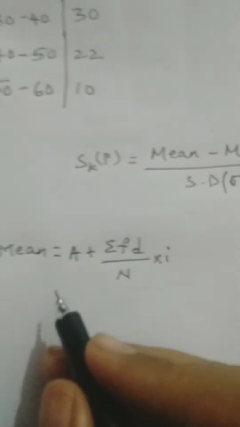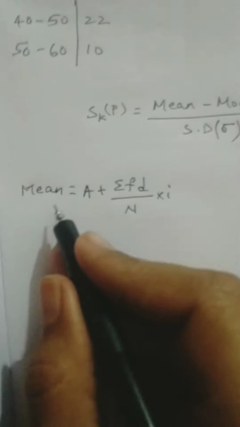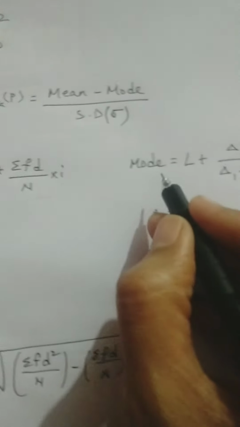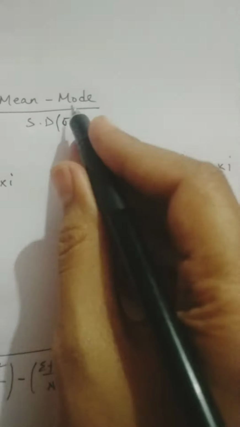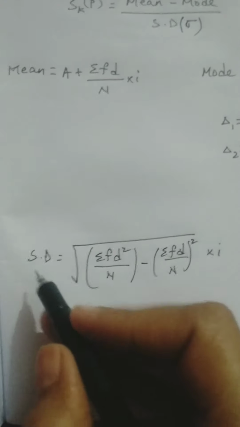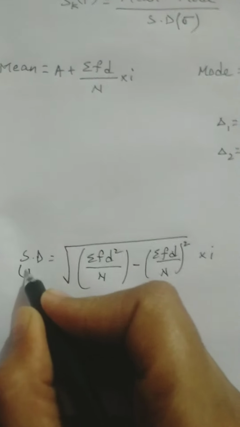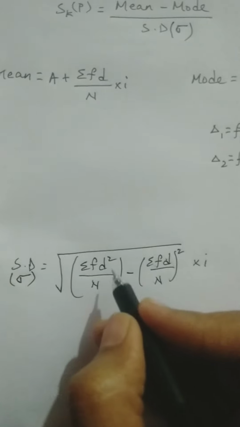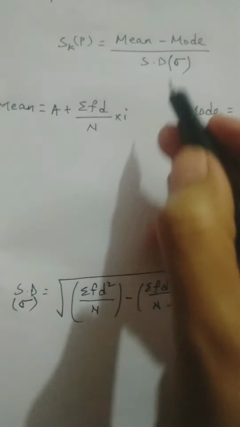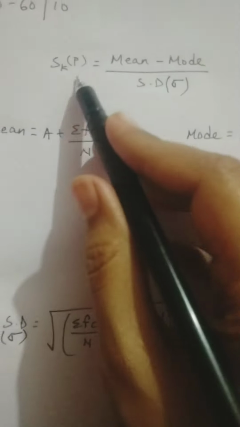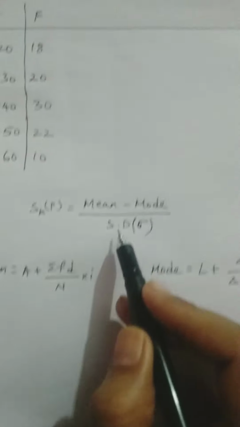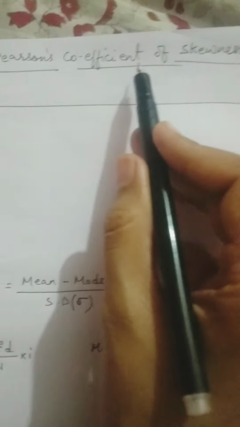So, I have written the formula for mean, which we will calculate and put here. Then for mode also we will calculate and put here. And standard deviation, what symbol I told? Sigma. This also we will calculate and put here. Then we will get the answer for Karl Pearson's coefficient of skewness.